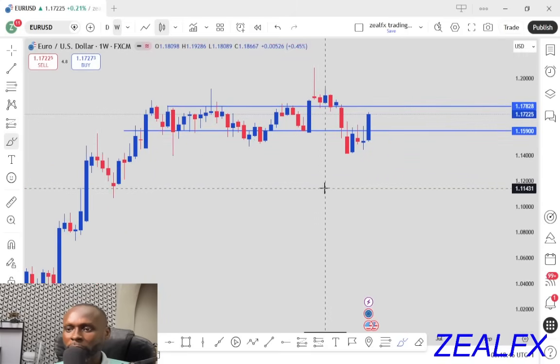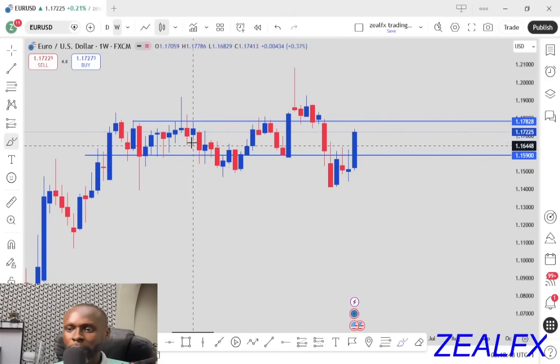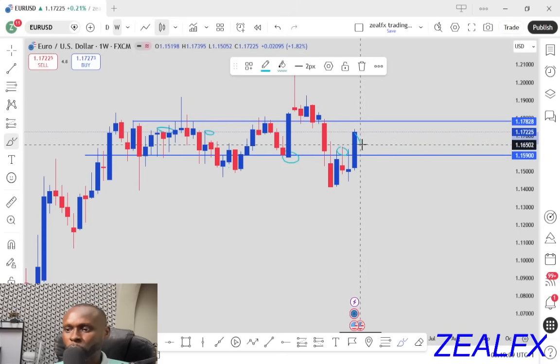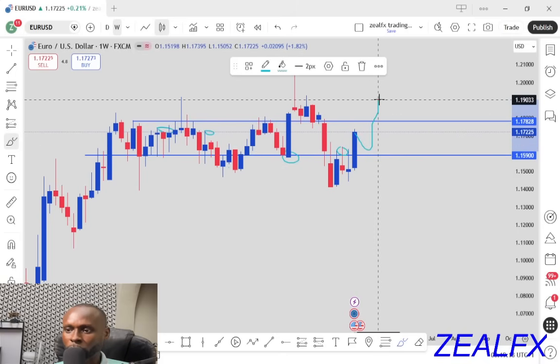On my weekly chart, we can clearly see that Euro USD closed on this resistance level. So long as price closed on this resistance level, price converted this resistance level into a support level, and price converted this level into a support level also. So what we expect from the weekly is for price to retest this level, then we can start looking for possible buying opportunity to the top.